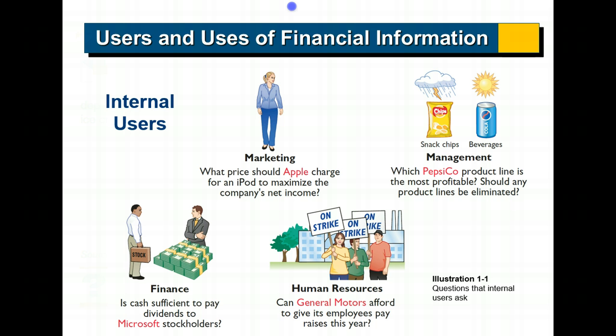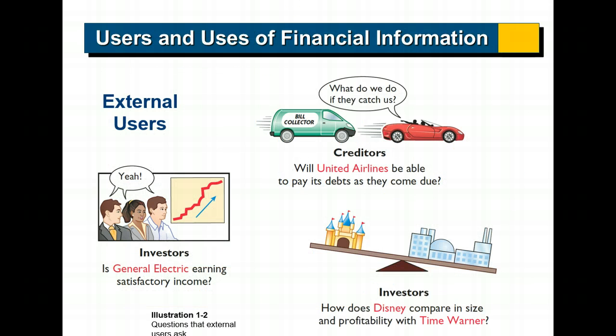On the other hand, there are external users of financial information. External users are those individuals that are apart from the organization, be it banks, stockholders, a community. Here are some examples. Here's a creditor. Will United Airlines be able to pay its debts as they come due?